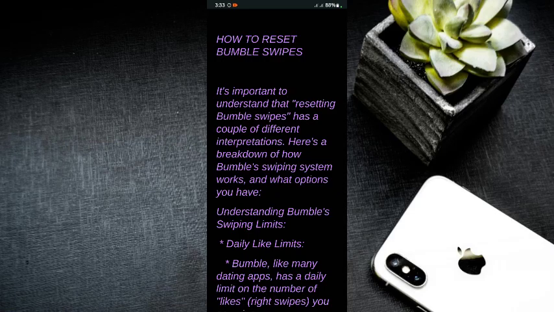Now, it's important to understand that resetting Bumble swipes has a couple of different interpretations. Here's a breakdown of how Bumble's swiping system works and what options you have.